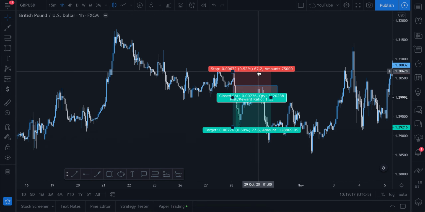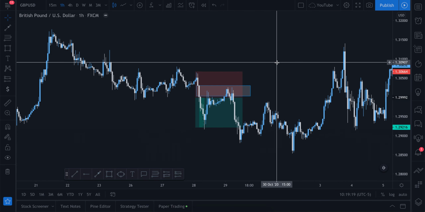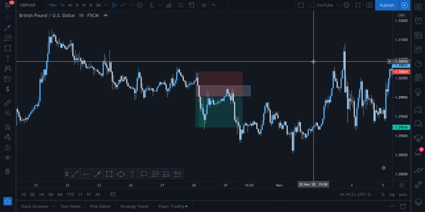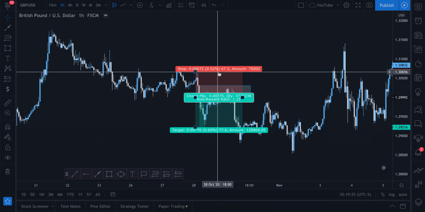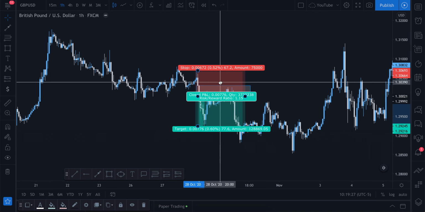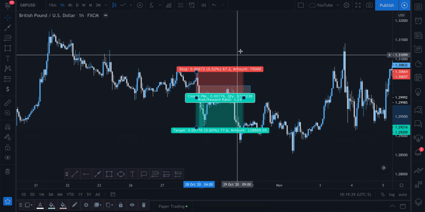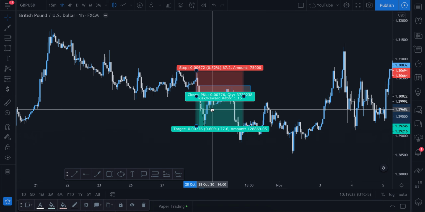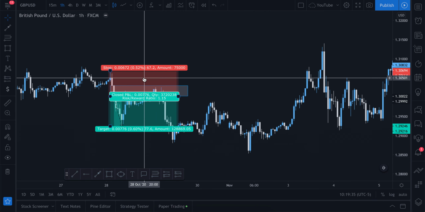Okay, 1 to 1.5 risk to reward. Sorry, 1 to 1.15 risk to reward. So 1 to 1.1. That's okay, 1 to 1 risk to reward. Let's copy this. Boom. I'm trying to make this as accurate as I can, right?